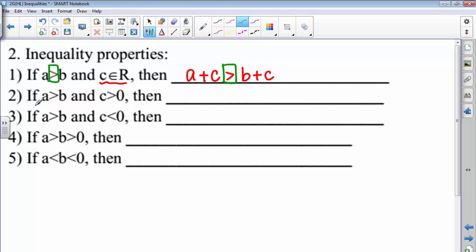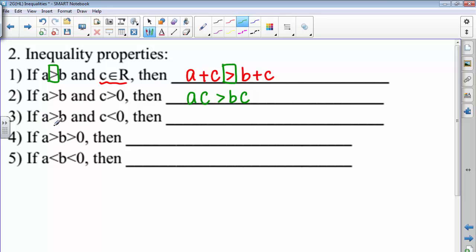The second one, if A is larger than B and C is a positive number, if we multiply both sides by the same number, as long as this is a positive number, we still can keep the inequality sign. So here we can still get AC is greater than BC.